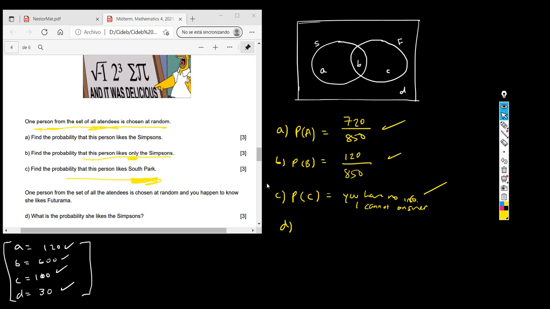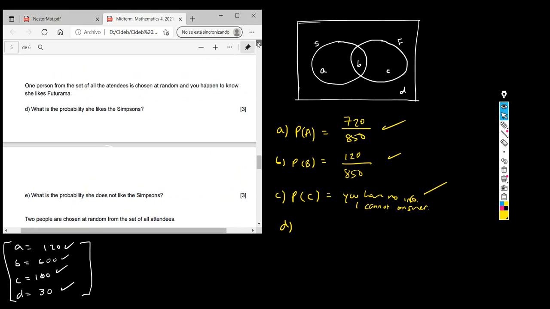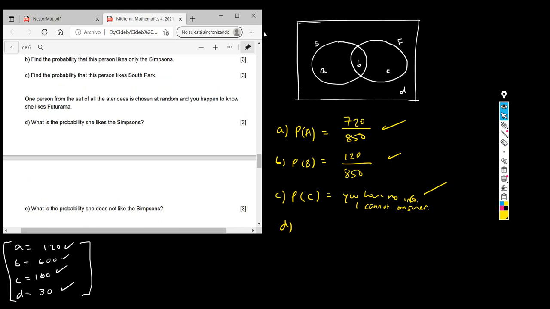D. Then we have this one person from the set of all the attendees chosen at random, and you happen to know that she likes Futurama. So this is a girl that likes Futurama. You know that already. And given that you know that, what is the probability that she likes The Simpsons?